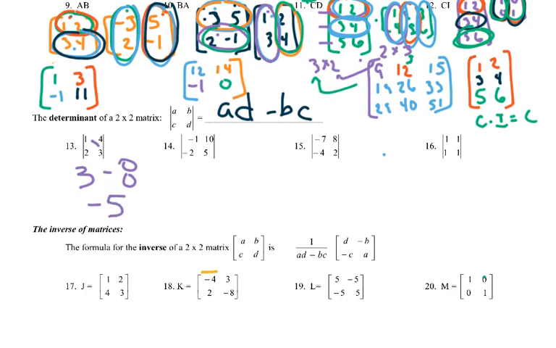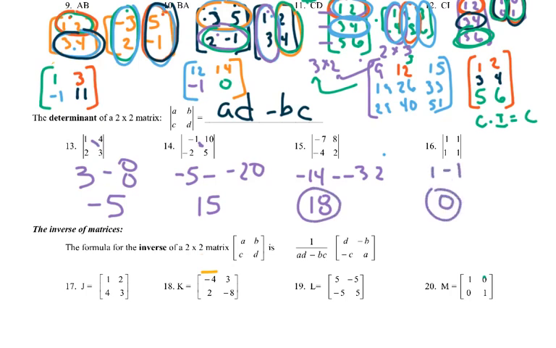For right now, that doesn't make sense to us why we need to know that, but it will make sense tomorrow. So here, if I multiply negative 5 on the diagonal, minus, it's always subtracted, 10 times negative 2 is negative 20. And so if I add those up, I'm going to get 15. Negative 14 minus negative 32, 18. Here, 1 minus 1, 0. So a determinant can be 0. And again, that's just a rule.